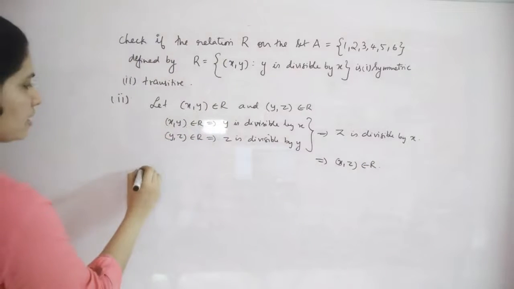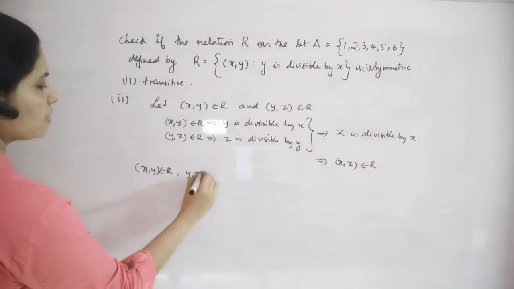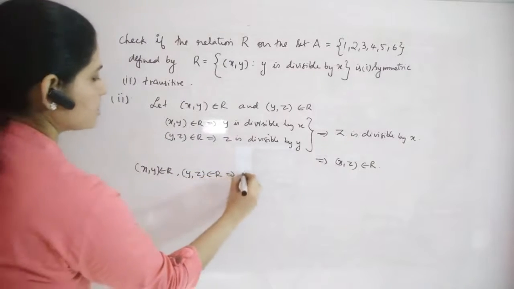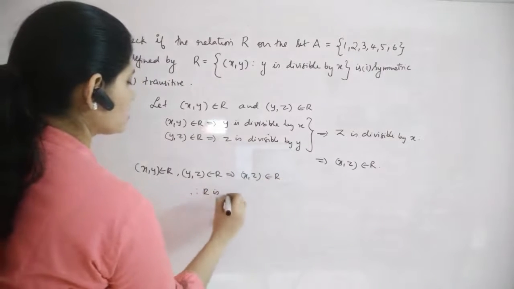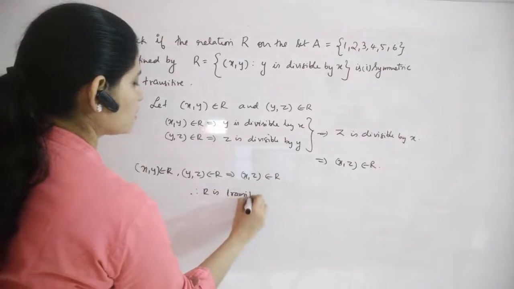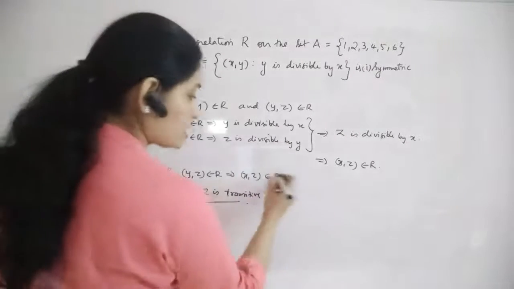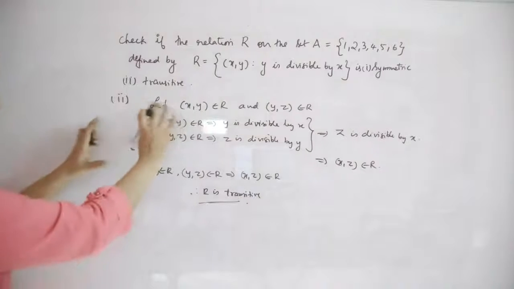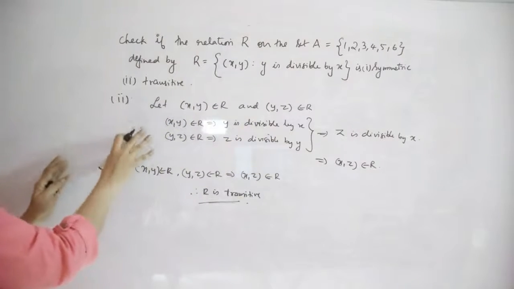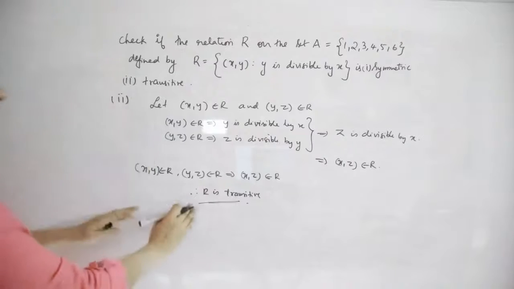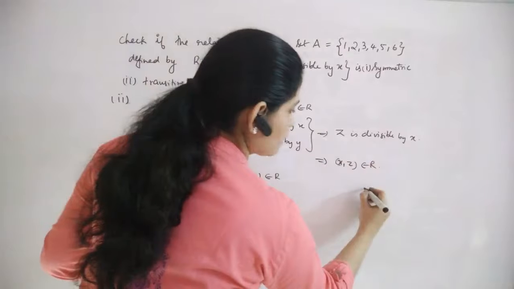So you are getting xy belongs to R, yz belongs to R implies xz belongs to R. Therefore, R is transitive. So it is not satisfying symmetricity, but it is satisfying transitivity. You can just check for an example, but you should not show that since this example is showing this concept, it is transitive. You cannot say like that. Okay, for your sake, I am just giving you an example.